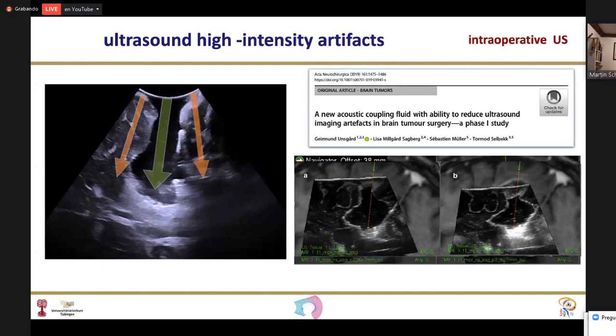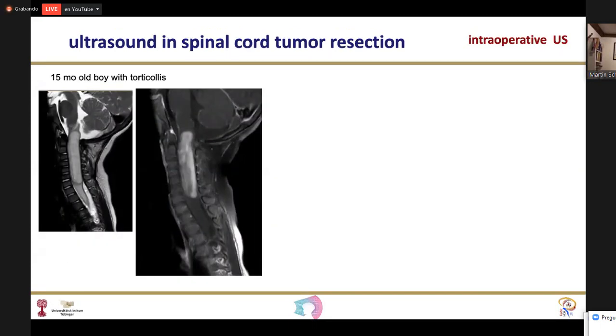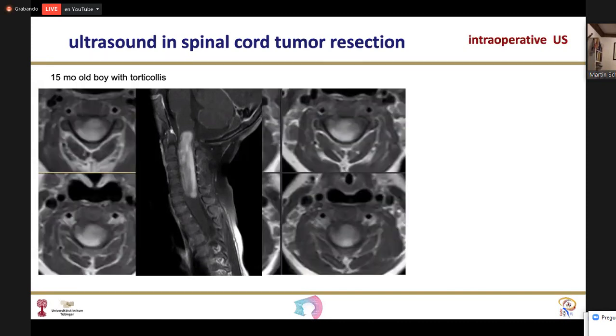The last case I wanted to show you is how you can use this in spinal cord tumor resection. This is a 15-month-old boy with torticollis, which is his only symptom. And we see this very, very nasty pilocytic astrocytoma, which is diffusely infiltrating the whole spinal cord. This has no clear-cut borders except in the very top, in the very beginning. And you can see also on these scans that it is a diffuse infiltration of the surface of the spinal cord. And that was exactly the intraoperative situation, that this was a diffusely infiltrating tumor.